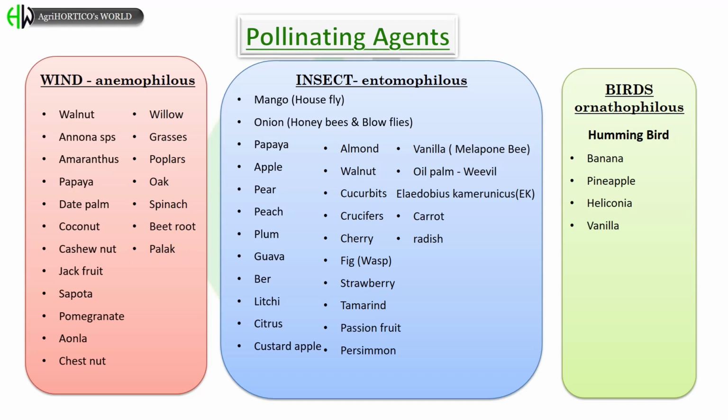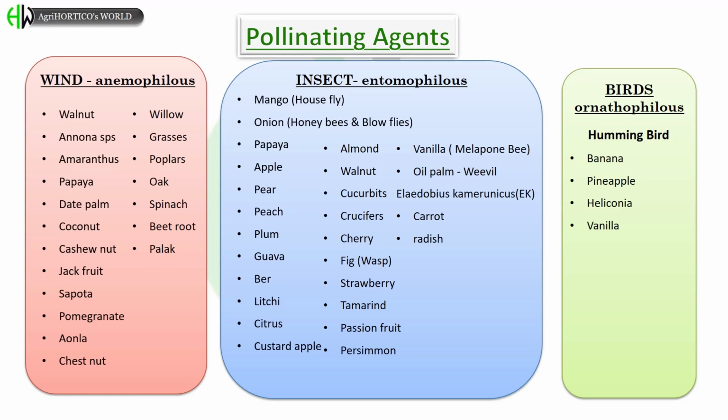Pollination by insects is called entomophilous. And examples are mango, onion, papaya, apple, pear, peach, plum, guava, lychee, citrus, custard apple, almond, walnut, cucurbits, crucifers, cherry, fig, strawberry, tamarind, passion fruit, persimmon, vanilla, oil palm, carrot, radish. And pollination by birds is referred to as ornithophilous, and examples are banana, pineapple, heliconia and vanilla.